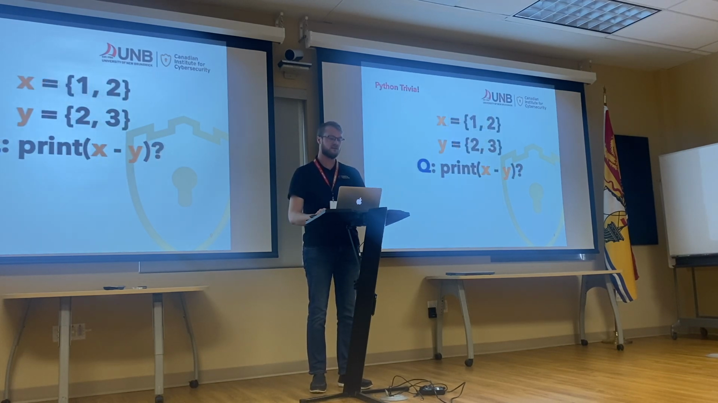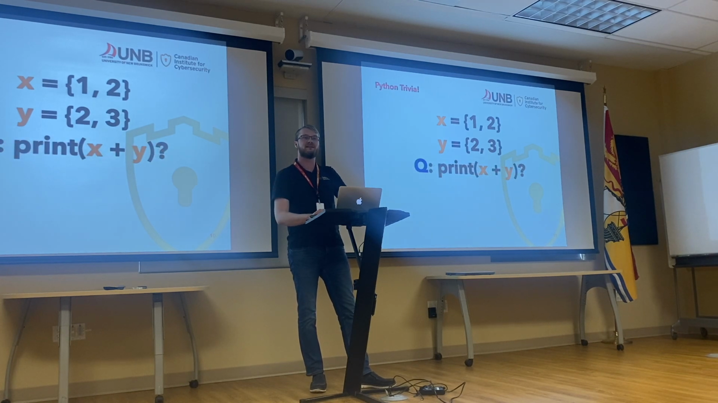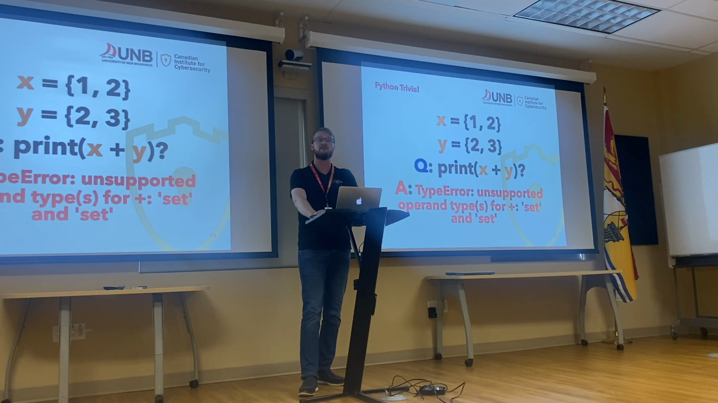But what happens if we start to do other things? If we're looking at sets, for example, if we take the set 1, 2 minus the set 2, 3, we get the set difference. So that would just be set 1, right? And if we do this one more time, if we say set 1, 2 plus set 2, 3, we're obviously going to get the union, which would be set 1, 2, 3, except we get a type error. We get unsupported operand types for the plus operator on 2 set types.